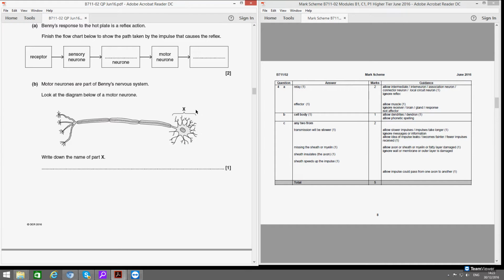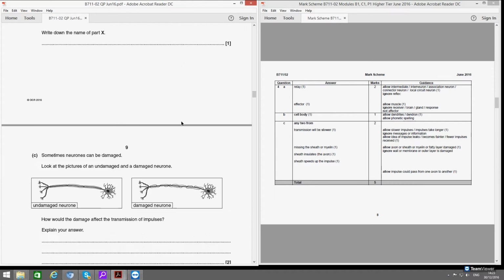You've got, as I said, the cell body located over here. You know it's a cell body because actually bang in the middle of that is a nucleus. So write down the name of part X. Part X is the cell body.